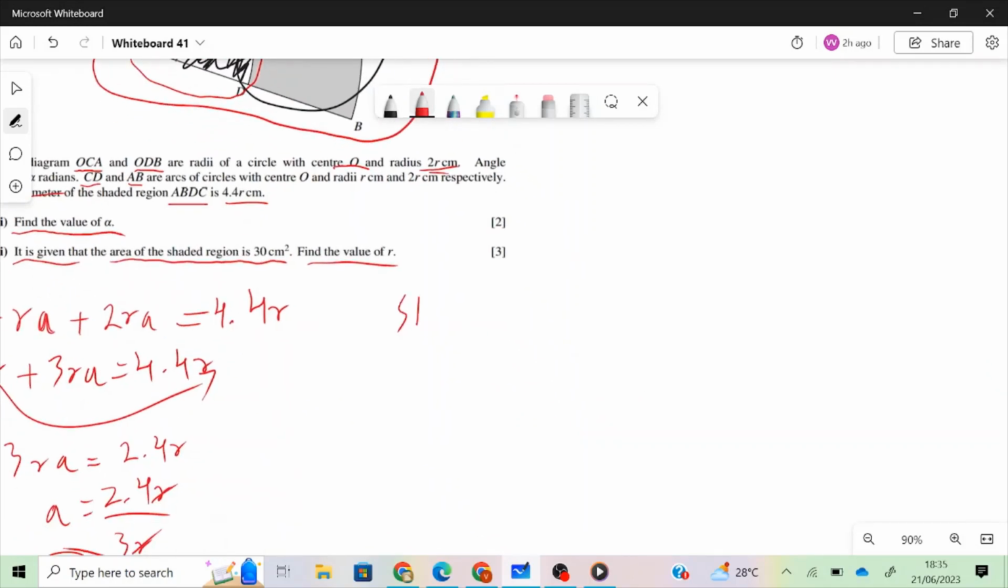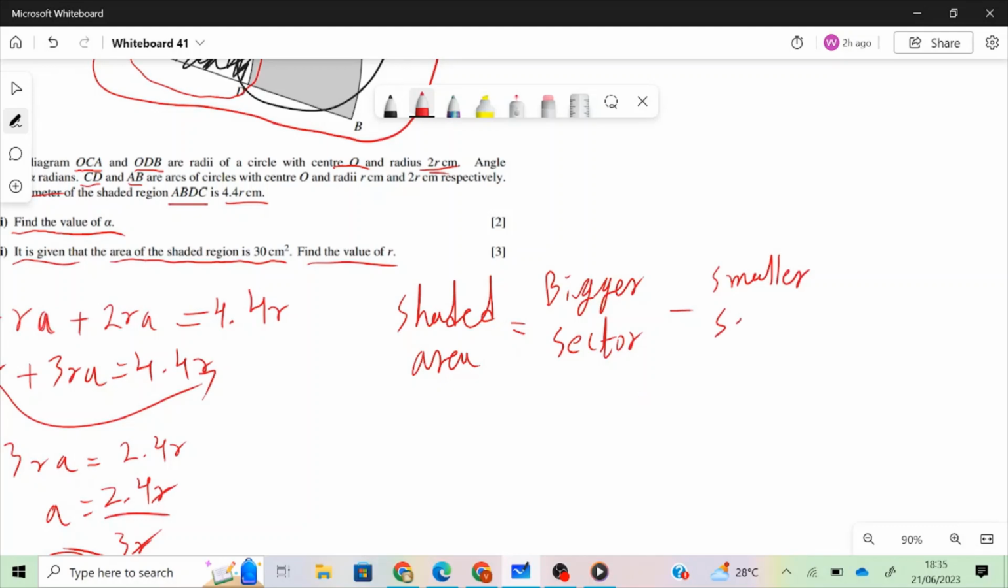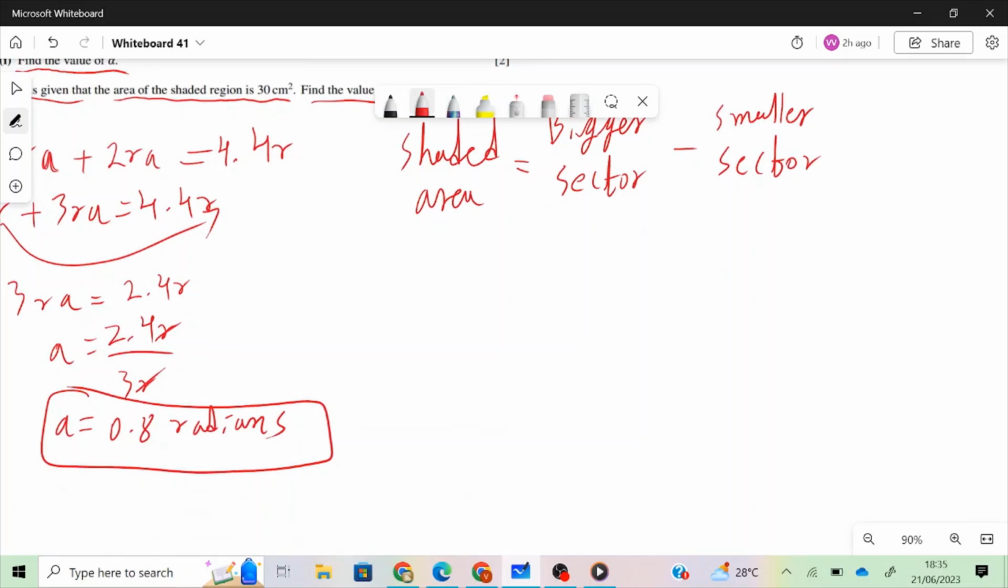We will have our shaded area is equal to our bigger sector area, obviously I'm not going to write it, it's too much work, minus the smaller sector area. The shaded area they said was 30, so we have 30 over here. Of course, we use the same formula, half r squared theta minus half r squared theta.